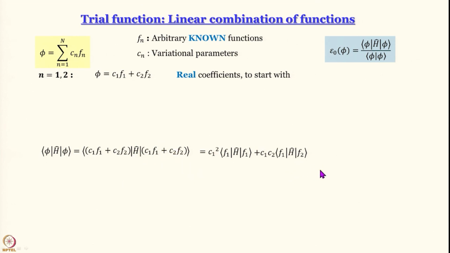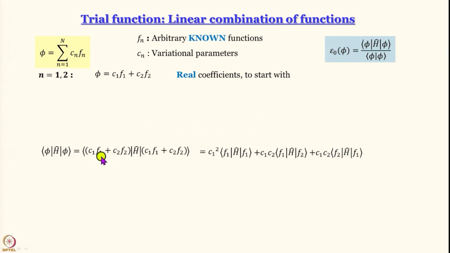Next I take the product of C2 F2 and H C1 F1, then I get again C1 C2. It does not matter whether I write C1 C2 or C2 C1. So, I will follow the same convention, multiplied by integral F2 star H operating on F1.